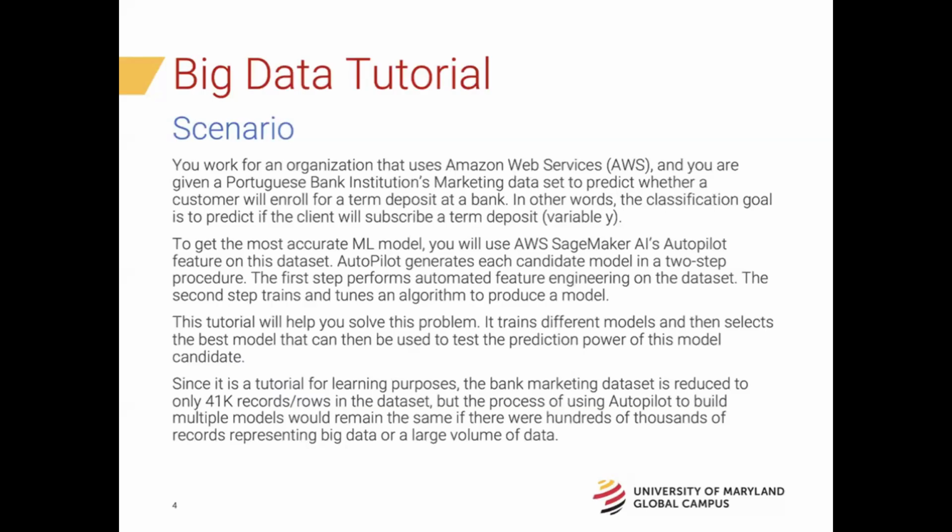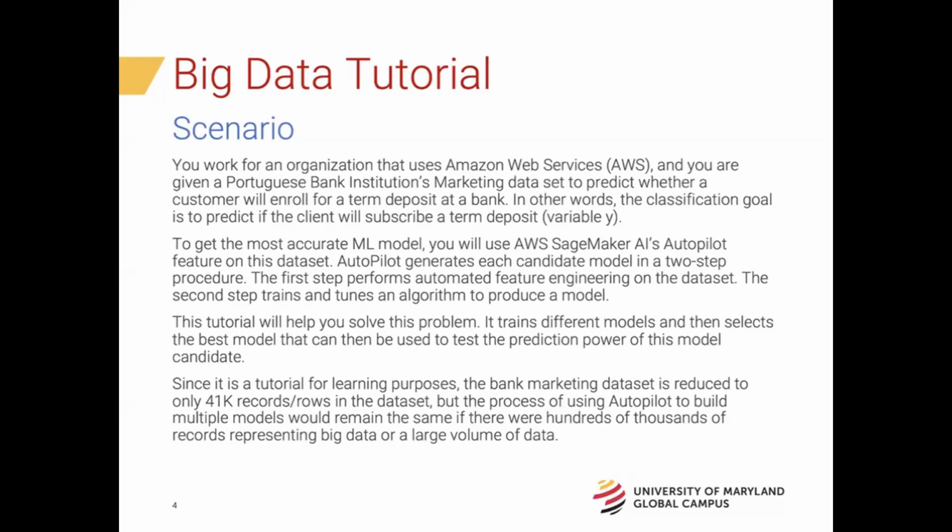Now, to get the most accurate machine learning model, you will use AWS SageMaker AI's Autopilot feature on this data set. Autopilot generates each candidate model in a two-step procedure. The first step performs automated feature engineering on the data set, and the second step trains and tunes an algorithm to produce a model. This tutorial will help you solve this problem. It trains different models and then selects the best model that can be used to test the prediction power of this model candidate.